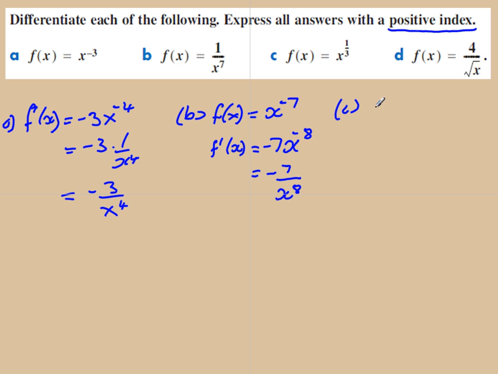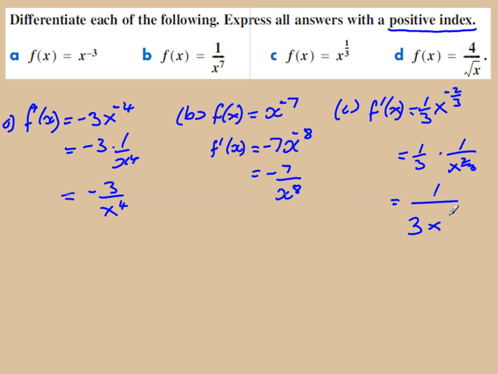C will be f of x equals 1/3 x to the power of, then a third minus 1 is going to be negative 2/3. So that then will equal 1/3 times 1 over x to the 2/3, which then is 1 over 3x to the 2/3.